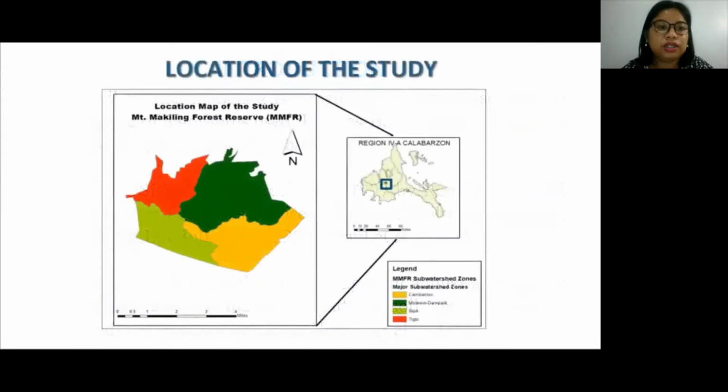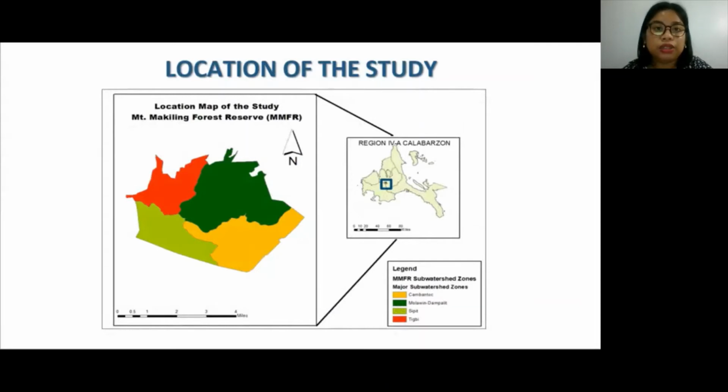The location of this study is the Mount Makiling Forest Reserve. It is known as a sanctuary to flora and fauna, and it also provides fresh water and other vital ecosystem services around the municipalities of Laguna and Batangas. However, the ability of the MFR to continue providing its vital ecosystem services is being threatened by soil erosion that can cause on-site and off-site environmental problems.